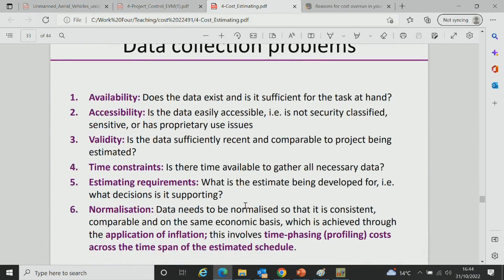So data collection can be difficult because you might have no data. You might find that your data is in a different part of the company, and you have to know the people there to know that it actually exists. And you need to know that your data is sufficient quality. It's not maybe someone's just written something down from somewhere. So there needs to be some level of validity. It needs to come from some sort of quality source.